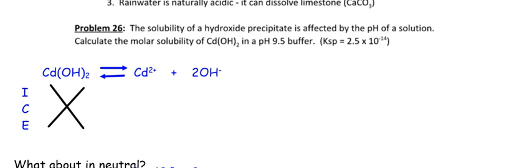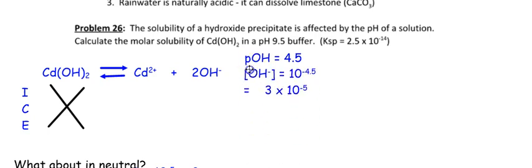Calculate the molar solubility of cadmium hydroxide in a pH 9.5 buffer. All right, so what am I going to do first? Well, I need to find out what my common ion is. They told me that pH is 9.5. That means pOH is 4.5, right? So what does that mean now?